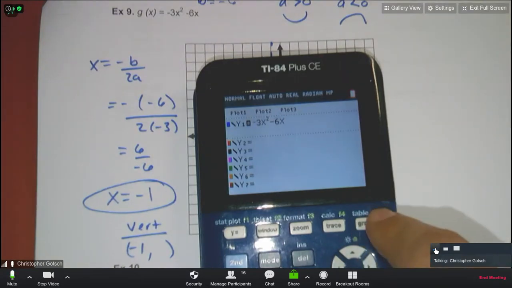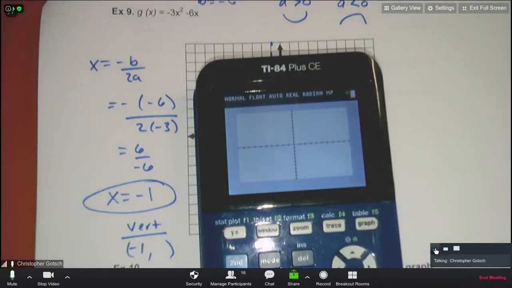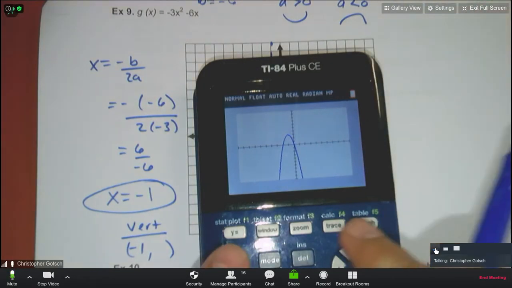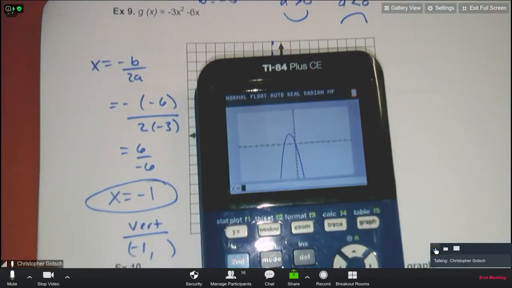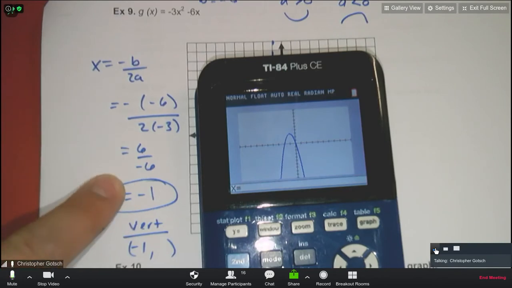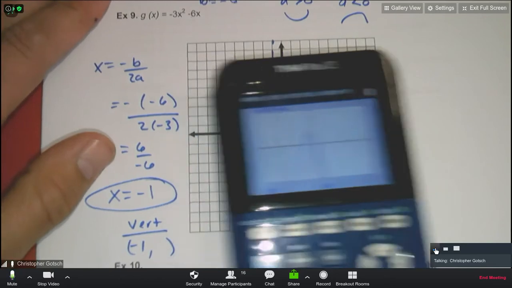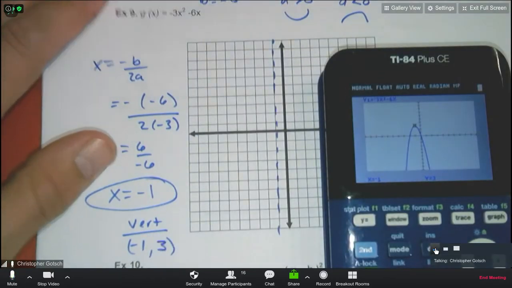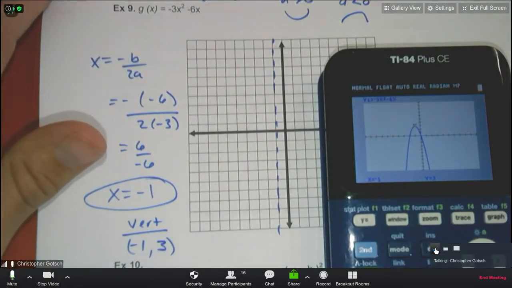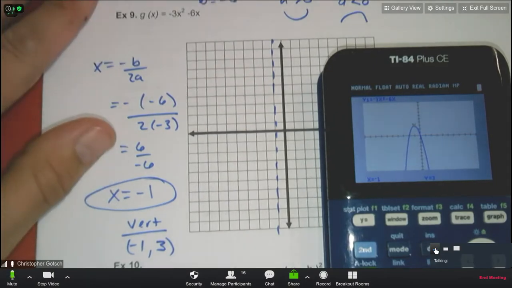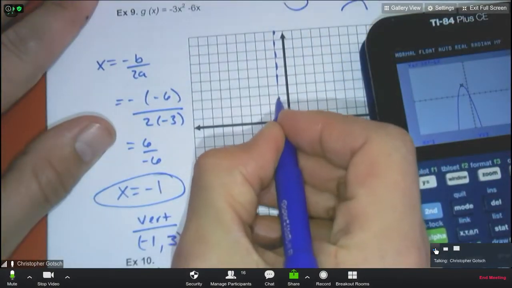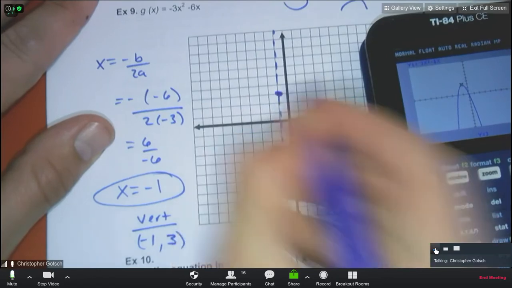So I've got -3x squared minus 6x. I'm in zoom 6. I want to graph it, and I've got my nice, pretty graph. I want to find the top of that mountain, that maximum. So I go second trace value, and I'm going to plug in my axis of symmetry, -1. And I got 3. Are you guys getting that? You guys okay? All right, so I'm going to graph that. I'm going to go up 1, 2, 3, and there's my vertex.